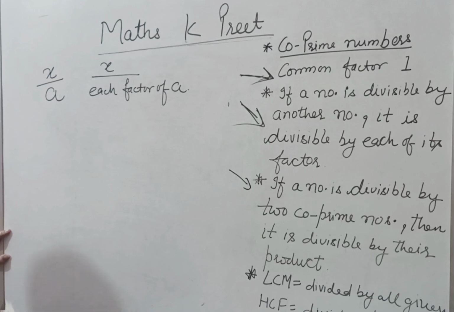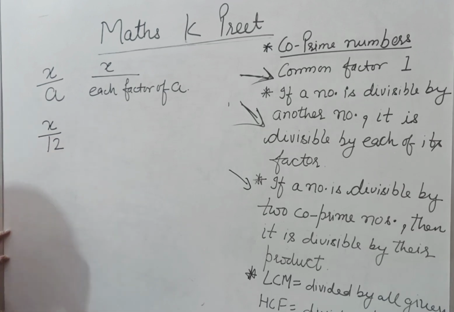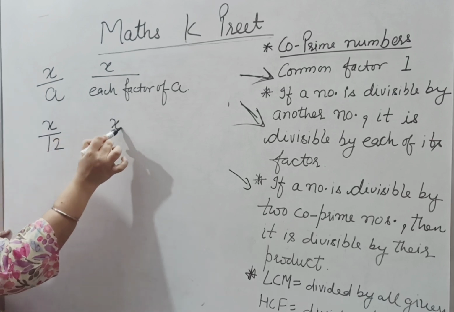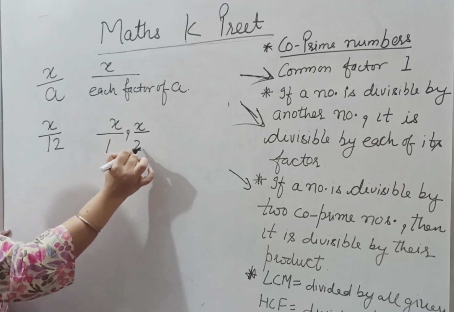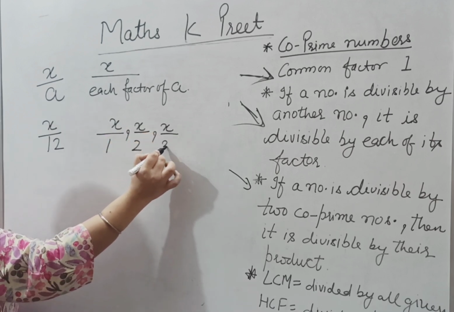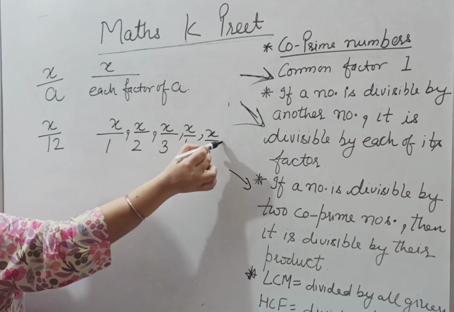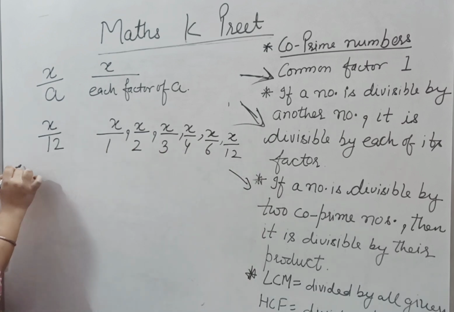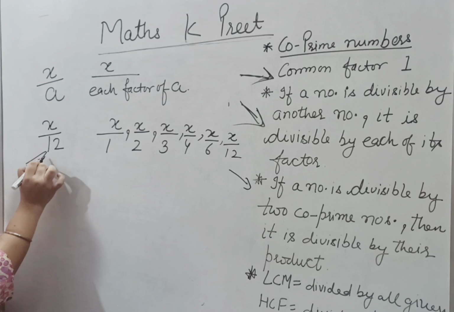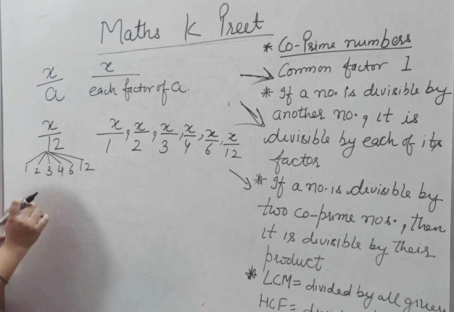Let's take an example. Say x is divisible by 12. This property says that x is divisible by the factors of 12, which are 1, 2, 3, 4, 6 and 12 itself. So x is divisible by each of its factors.